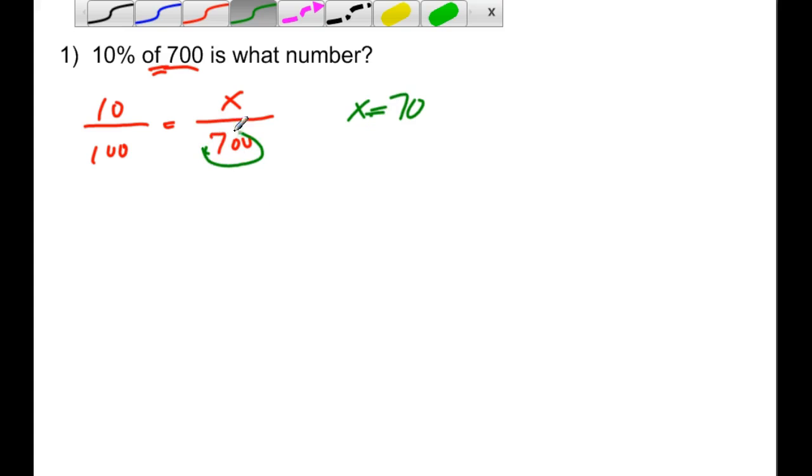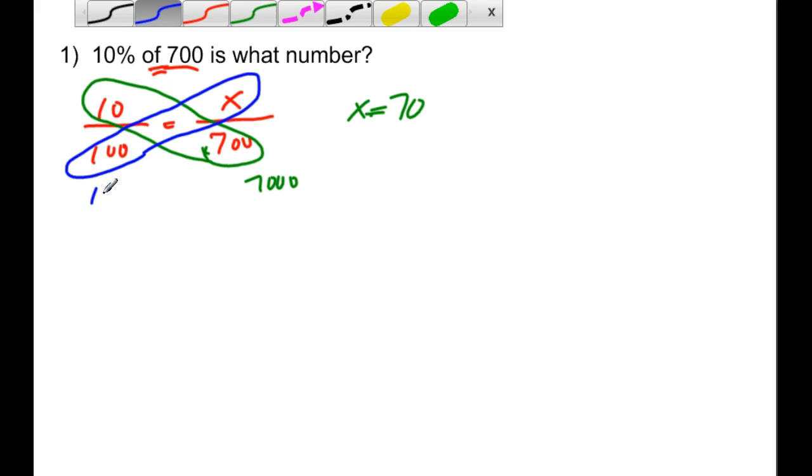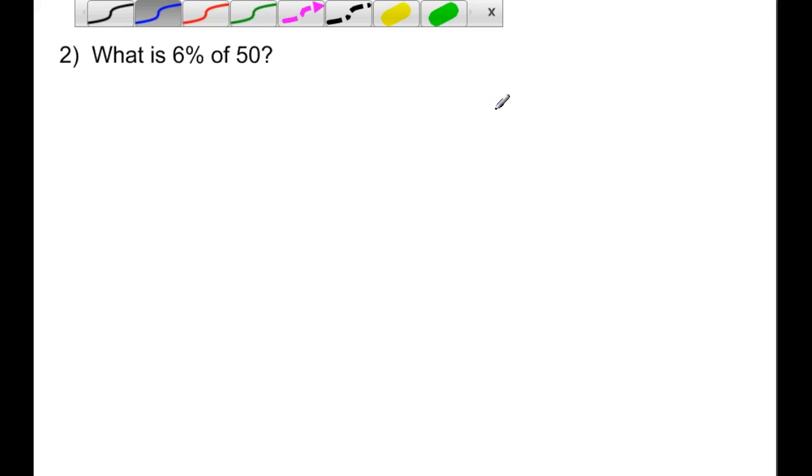If that doesn't make sense, you can cross multiply. You get 7,000. Cross multiply this way, you get 100x. Divide by 100, and x will be 70. Okay, let's move on to the next one. Pause if you need to.